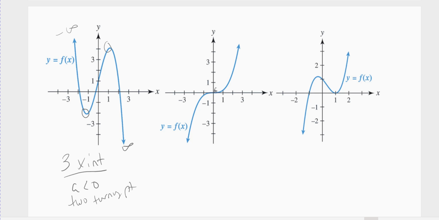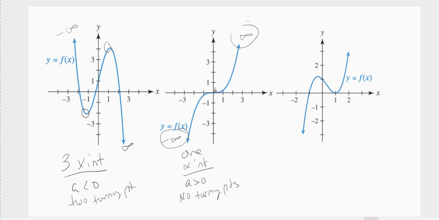Alright, this one only has 1 x-intercept. It's going off to negative infinity to the left, positive to the right, so that means A is positive, right? It's shooting off to positive infinity where it's supposed to on the right side, negative infinity to the left side. There are no turning points in this case.